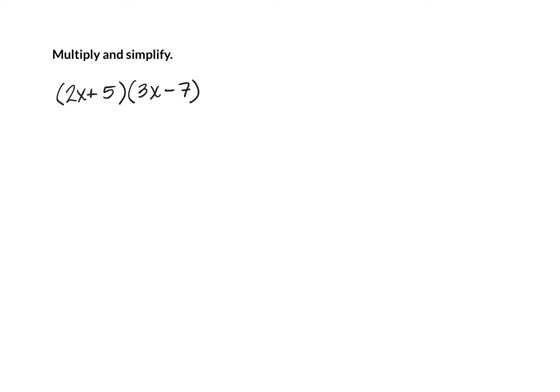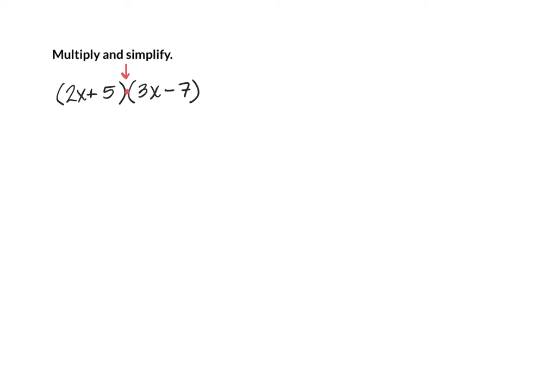Hey everybody, we are reviewing how to multiply binomials in this video. We are multiplying 2x plus 5 by 3x minus 7. First off, remember, even though there isn't a multiplication sign in here, there's an implied multiplication sign. So we are multiplying these two quantities, and they each have two terms.